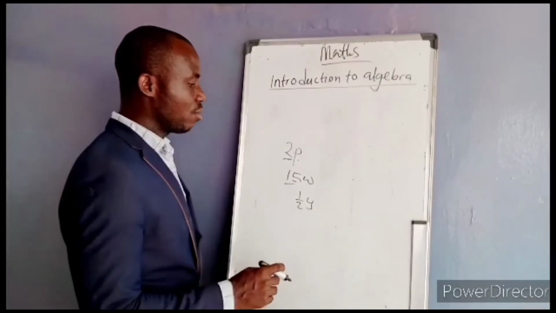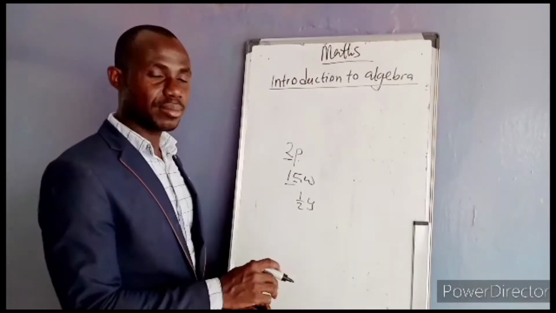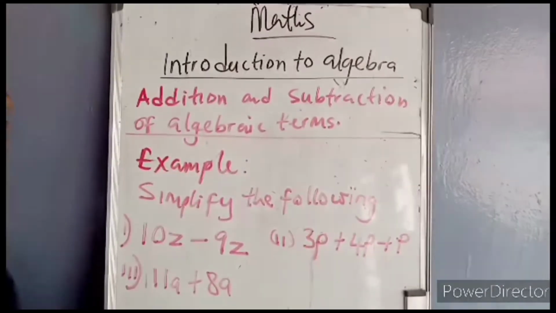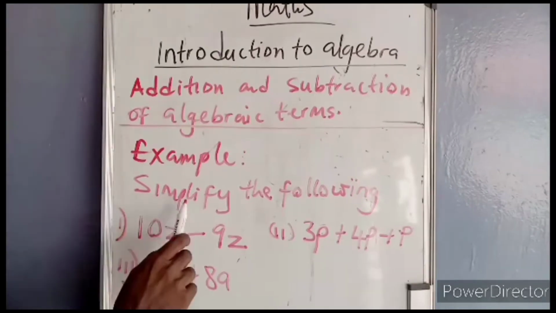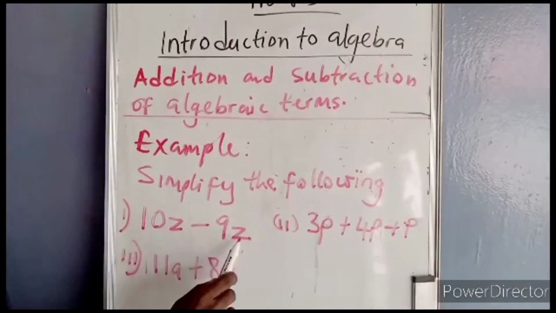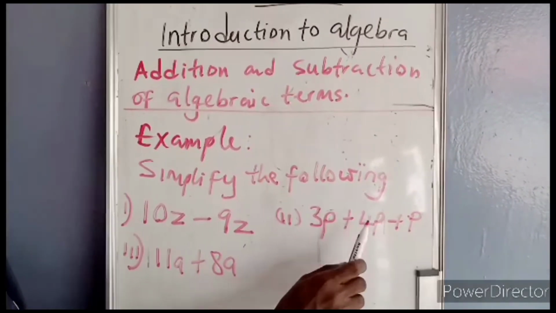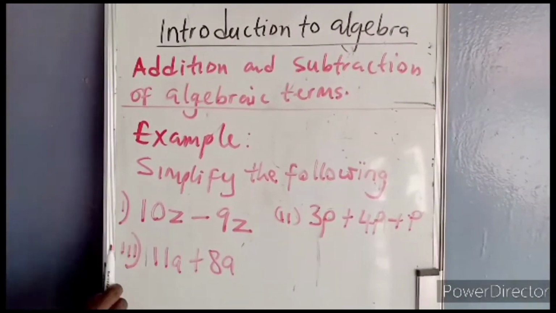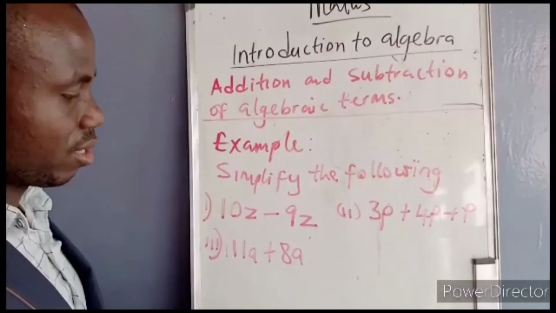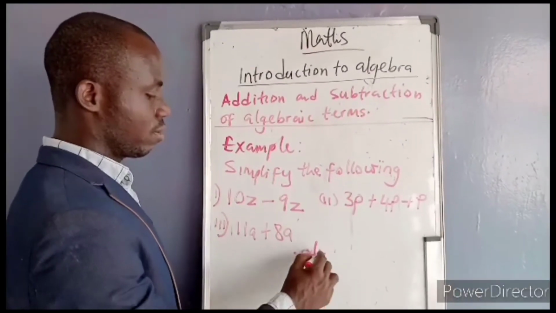Okay, good. Now, we're going to start with addition and subtraction of algebraic terms. For example, simplify the following. Question 1: 10z minus 9z. Question 2: 3p plus 4p plus p. Question 3: 11a plus 8a. Now, solution.